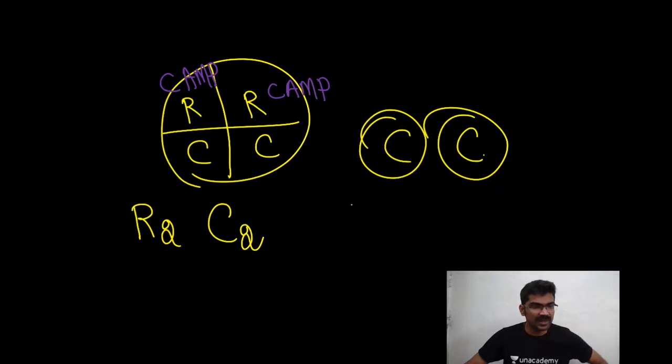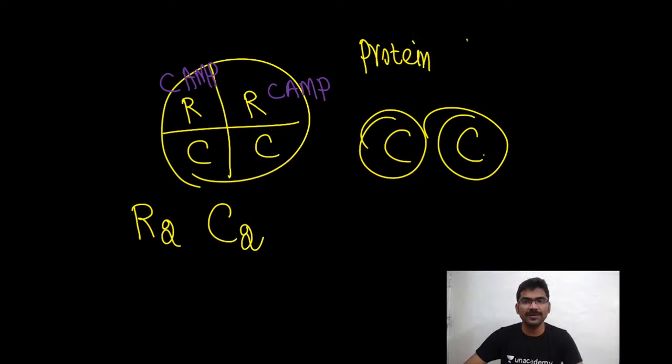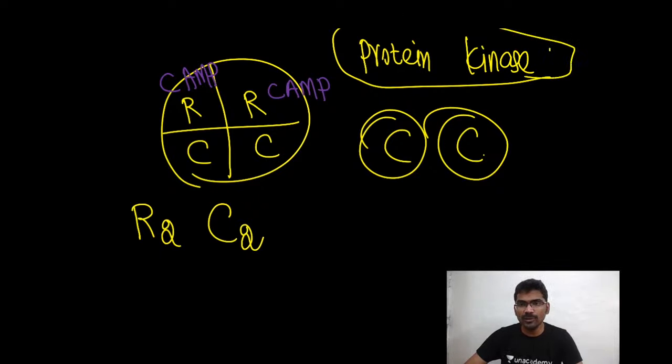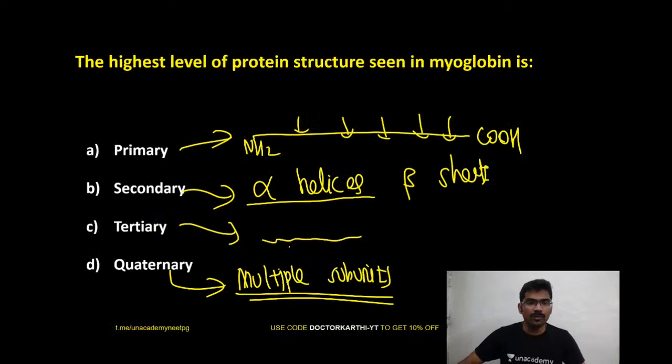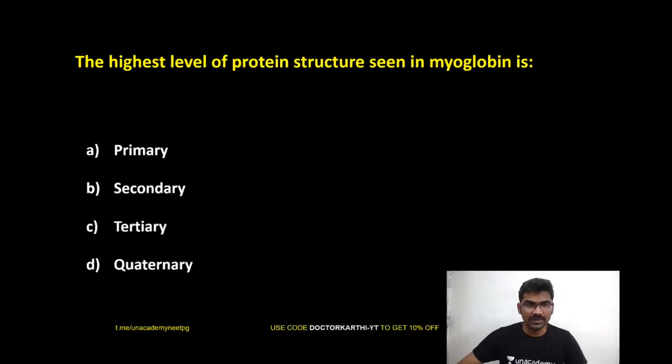Excellent, Deepan. So this is your protein kinase A. I'm glad that someone found the answer. Why am I saying this is protein kinase A? A for cyclic AMP, right? Good, Aishwarya, nice.